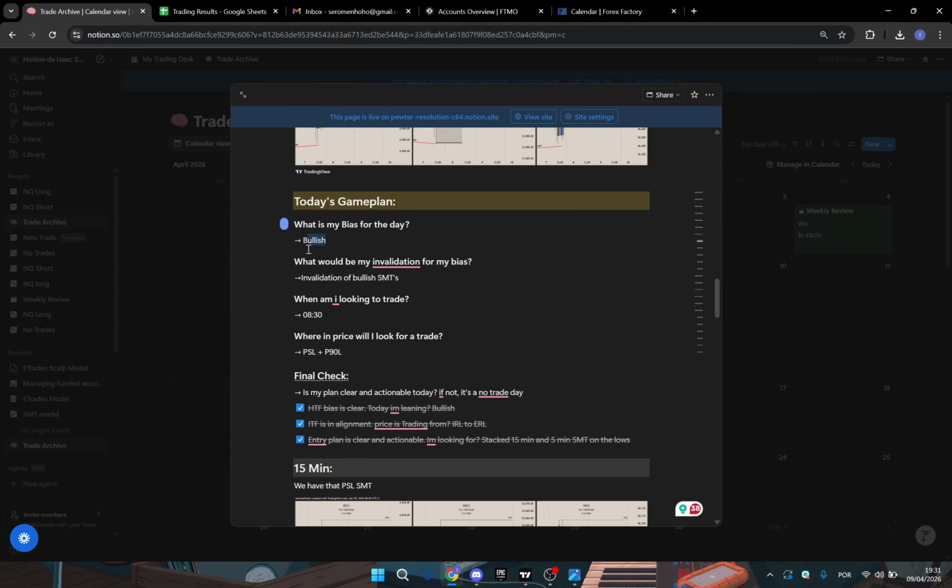What is my bias today? It's bullish. What would be my invalidation of the bias? Bias would be invalidation of any bullish SMTs that we form. Looking for setups at 8:30. But since I also require 5-minute SMT, that means I'm only really going to be entering any trades from 9:30 onwards. When will I look for a trade? I just put here I'm looking for a previous session low and a previous 90-minute low SMT.